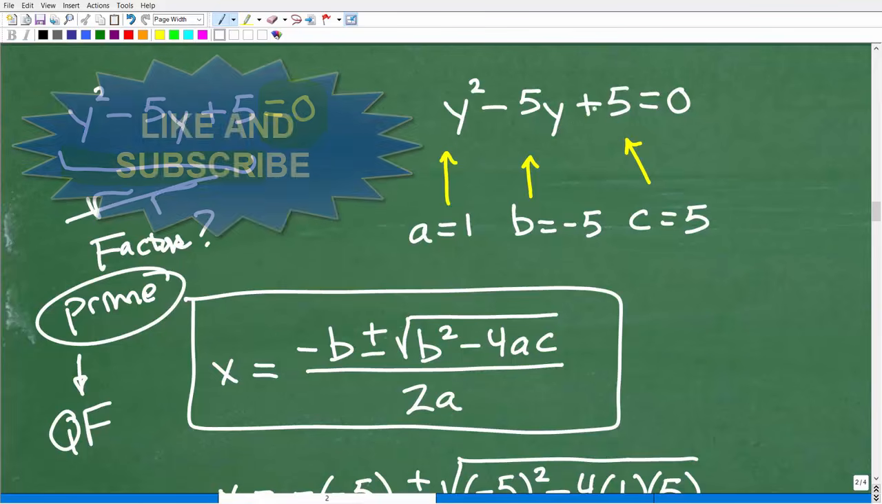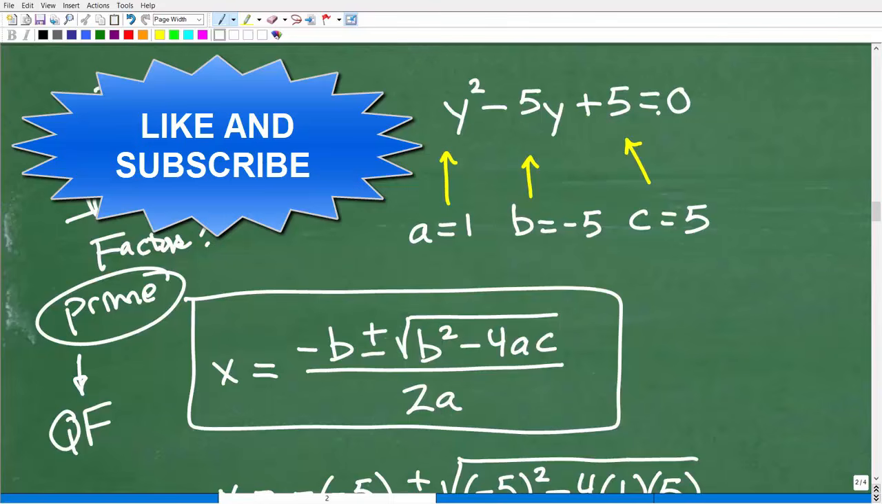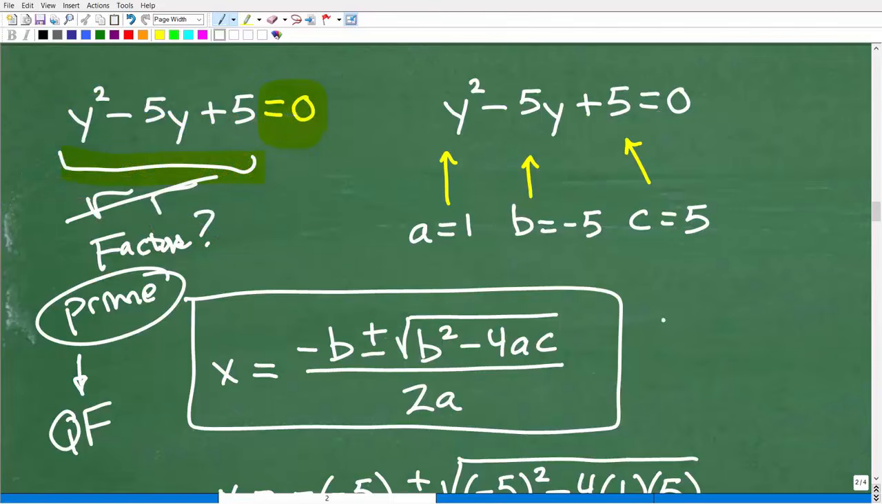Remember, you have to have this in standard form. So when we're dealing with the quadratic formula, we need to know the variable values of a, b, and c. So what is a, what is b, and what is c? Well, a is the coefficient in front of that highest power, so y squared. So what number's in front of it? It's really a 1. We don't write it, but that's what it is. So a is equal to 1.